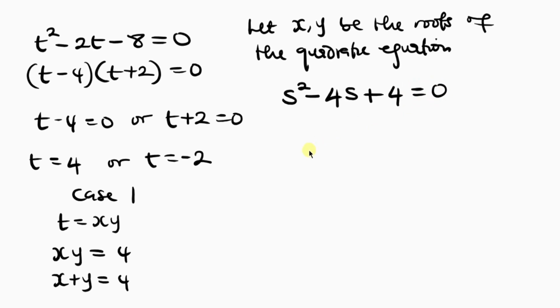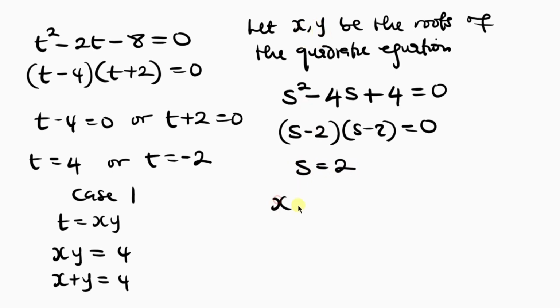So it is easy for us to factorize this. This is going to be s minus 2 and s minus 2 equal to 0. So from here, we're able to see that they are going to be double answers. So s is equal to 2. So remember that this value for s is for these roots, x and y. So that means x from here is equal to 2.